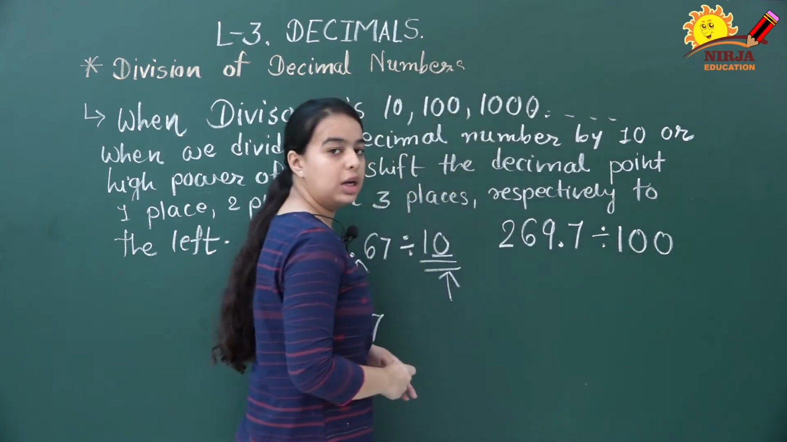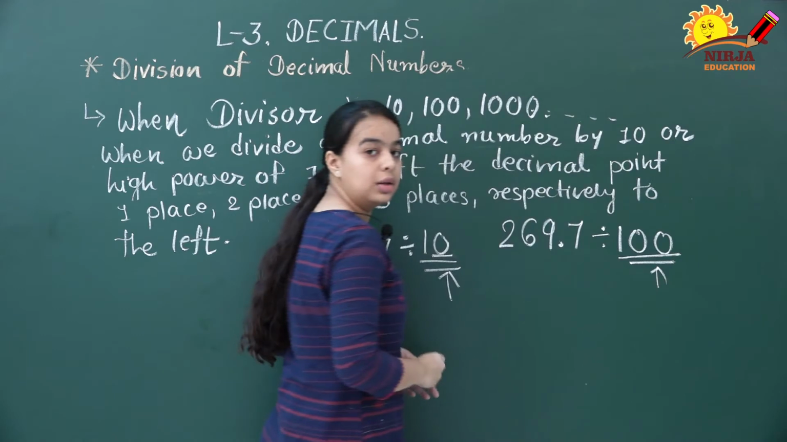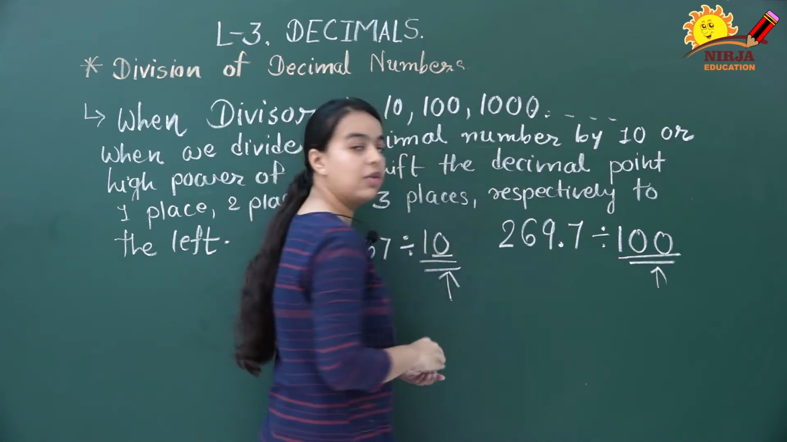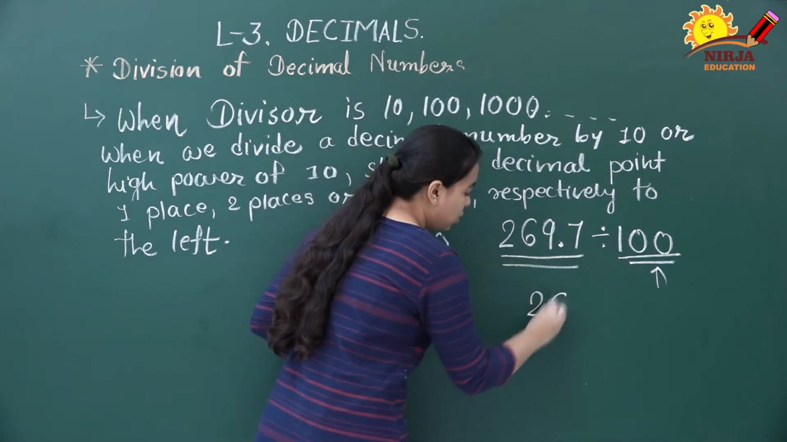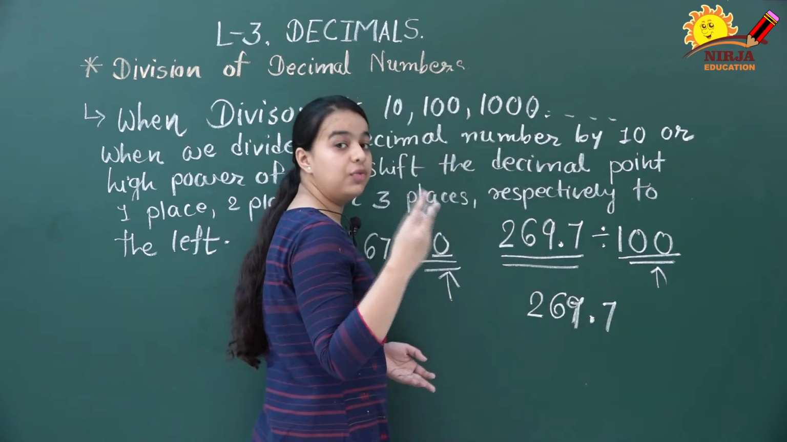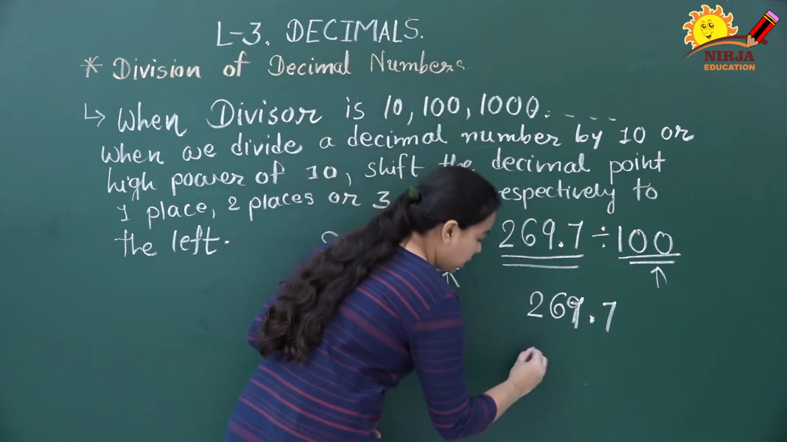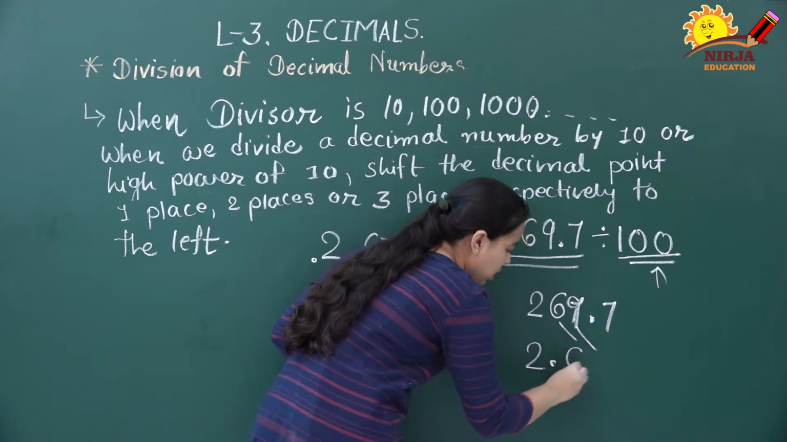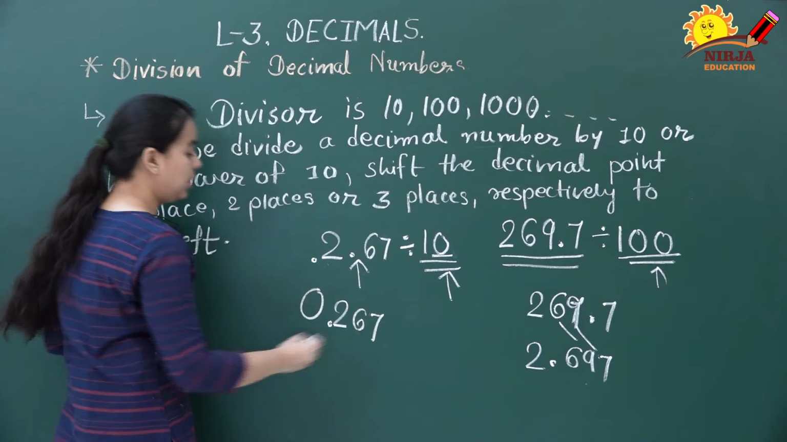Let's take another example. As you can see over here, there are two zeros in our divisor. That means we need to shift two places to the left in our given dividend. That means our given dividend is 269.7. Shift two decimal places to the left of the number, right? That means here, 2.697.